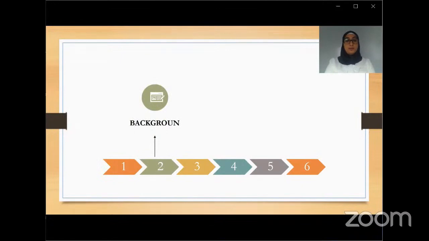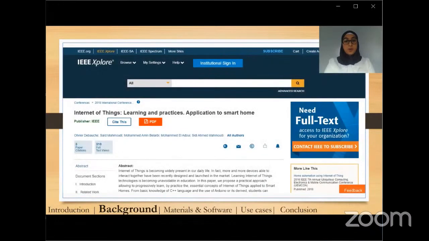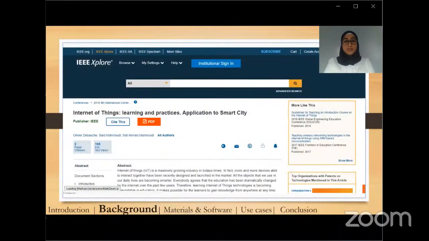Next, we are presenting the background of our study. In our previous works, we developed a practical approach allowing us to progressively learn by practicing. As you know, practice makes progress. The important concepts of IoT applied to smart home, as we see on the screen, and also to smart city, were published in international journals, as you see on the screen.